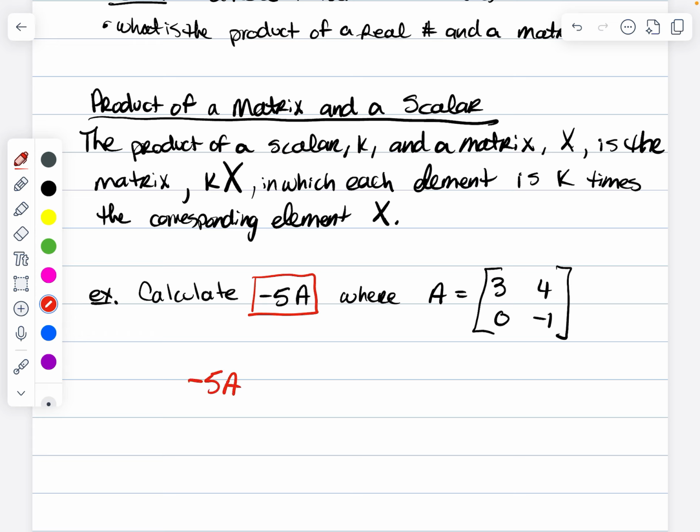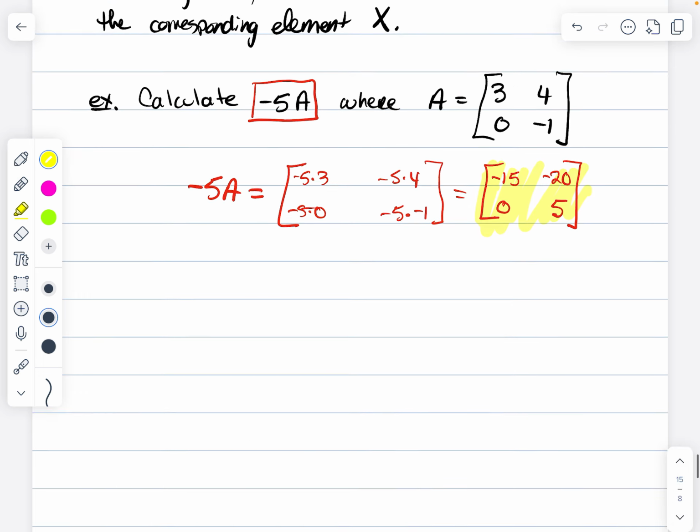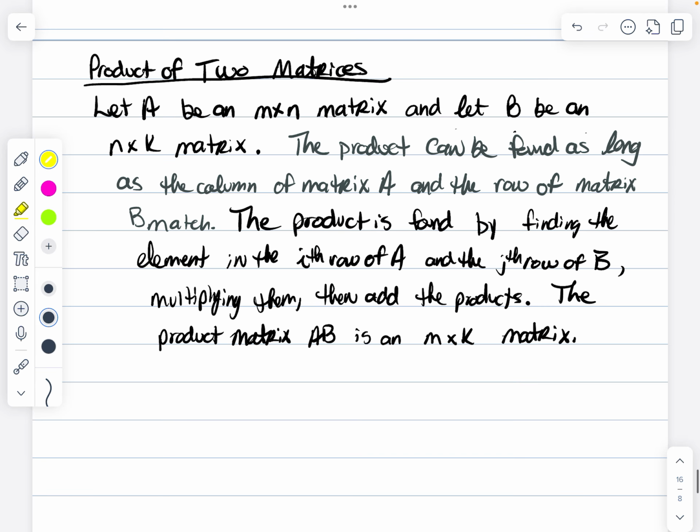So negative 5A is equal to negative 5 times 3, negative 5 times 4, negative 5 times 0, and negative 5 times negative 1 is what that would be. The result is negative 15, negative 20, 0, and then positive 5. All right, so it's just like that. That's how we multiply. Now, when we find the product of two matrices, it's a little bit different. But once you get the hang of it, you'll be okay.